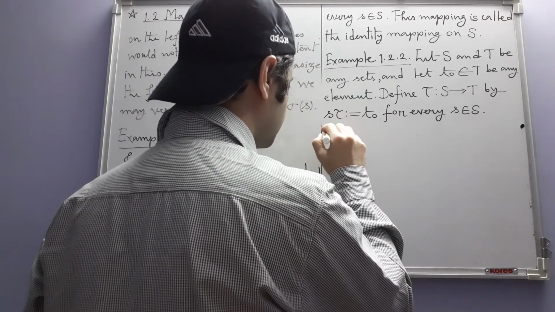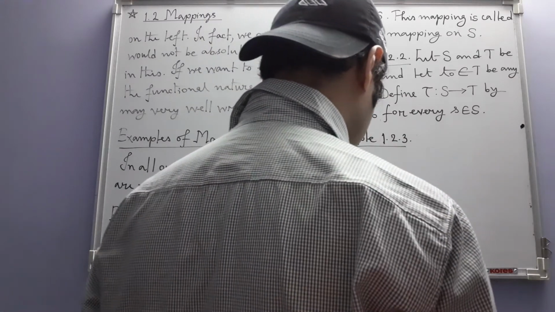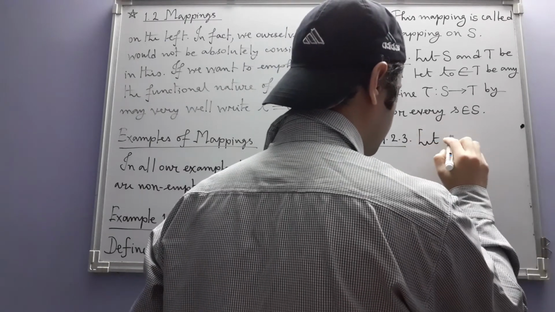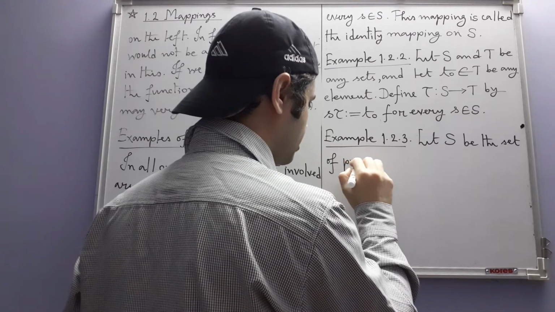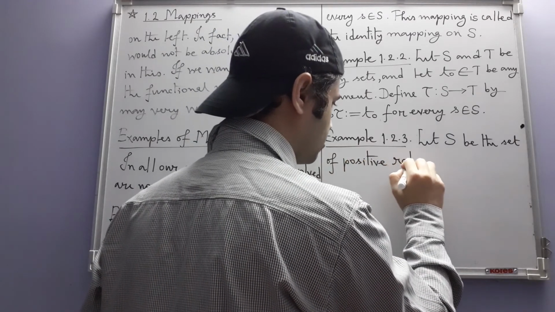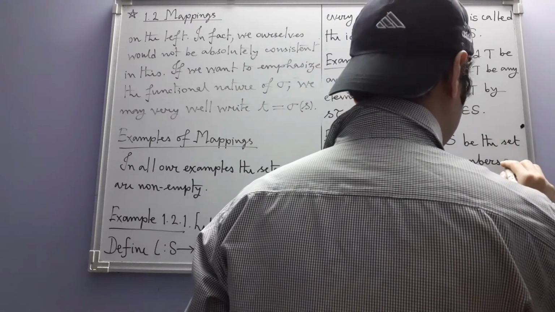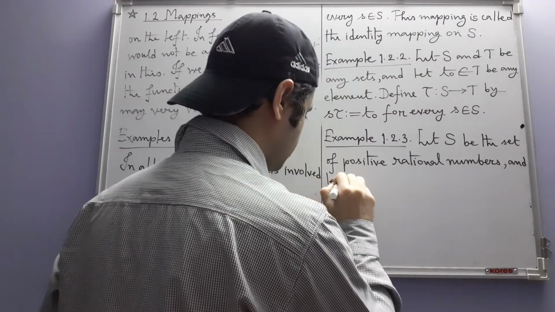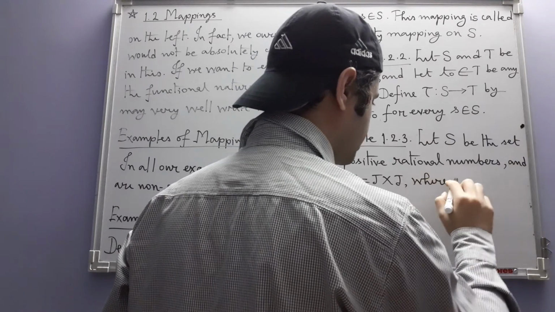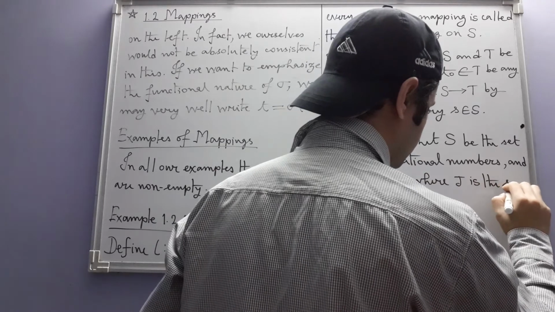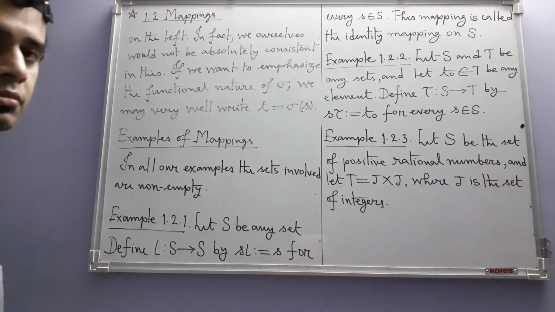Okay, so now next, the third example. Let S be the set of positive rational numbers and let T be J cross J, where you already know what J is. J is the set of integers.